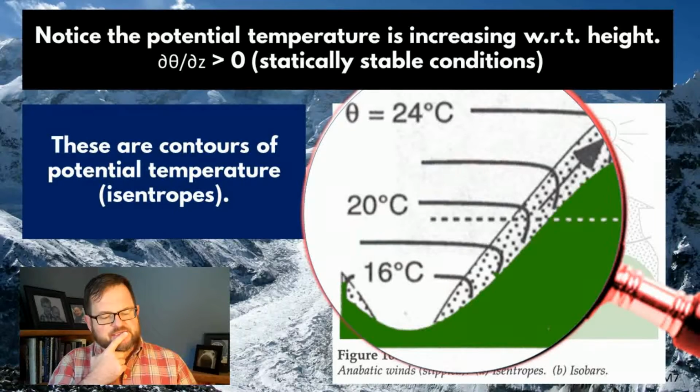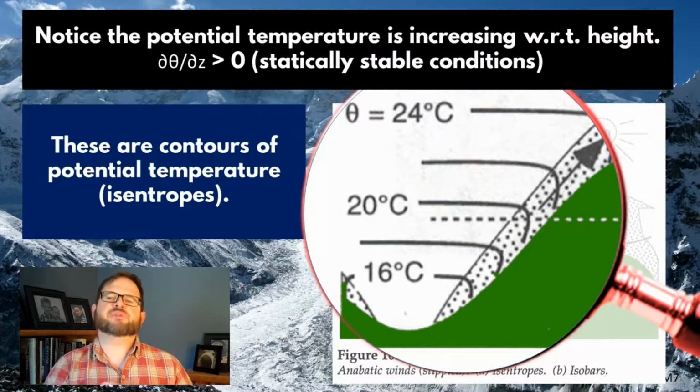And what I want you to notice here, first of all, is that the potential temperature is increasing with respect to height in the vicinity of this mountain here. In other words, change in potential temperature with respect to height, partial theta, partial z, is greater than 0. Hey, we learned about that back when we learned about static stability. That means that this condition is statically stable.